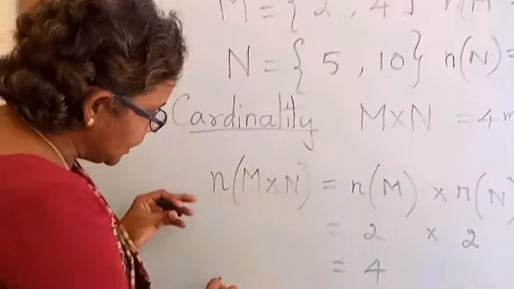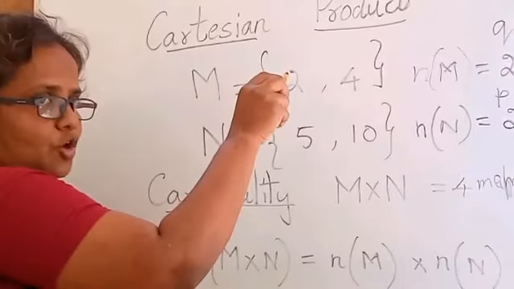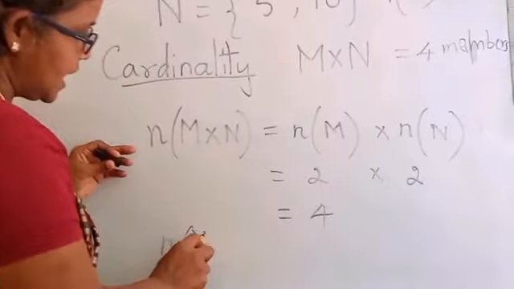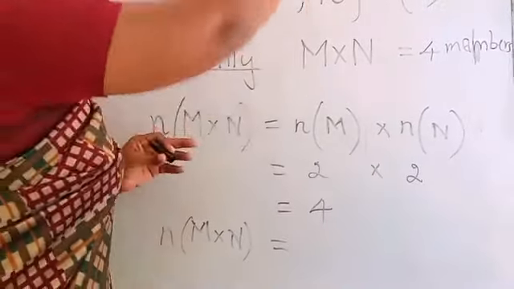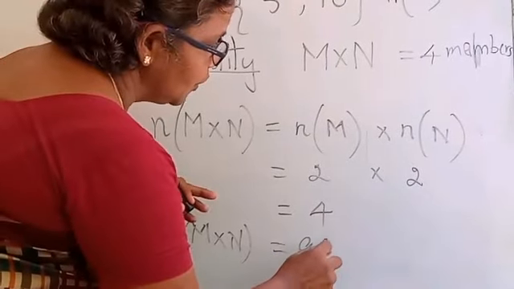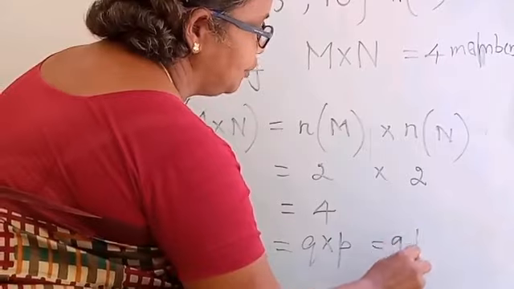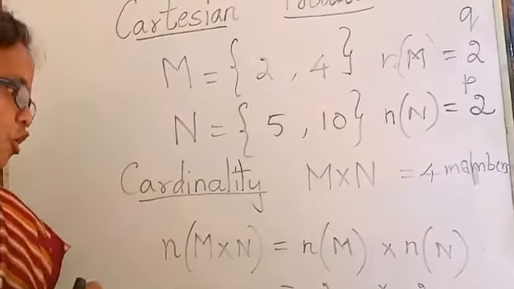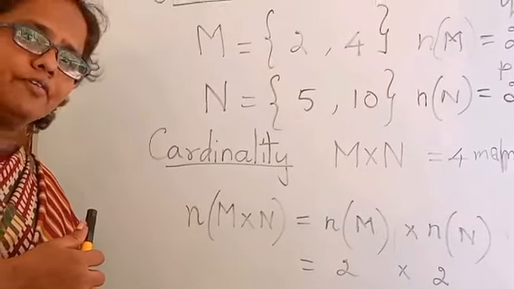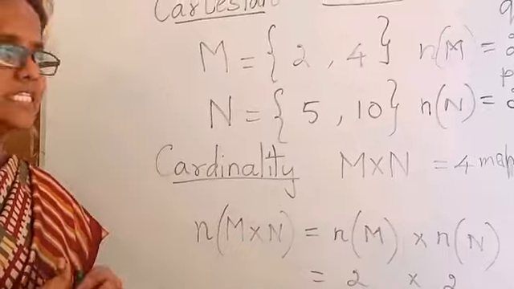Therefore, the cardinality of the two sets, say M cross N, is equal to, what is it? Q into P, which is equal to QP. So this is the general formula for finding the cardinality of a particular Cartesian product of two sets.